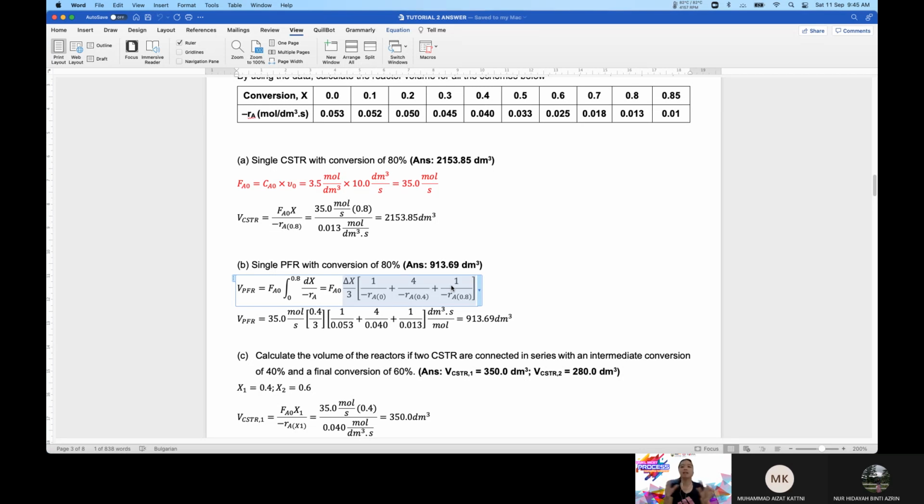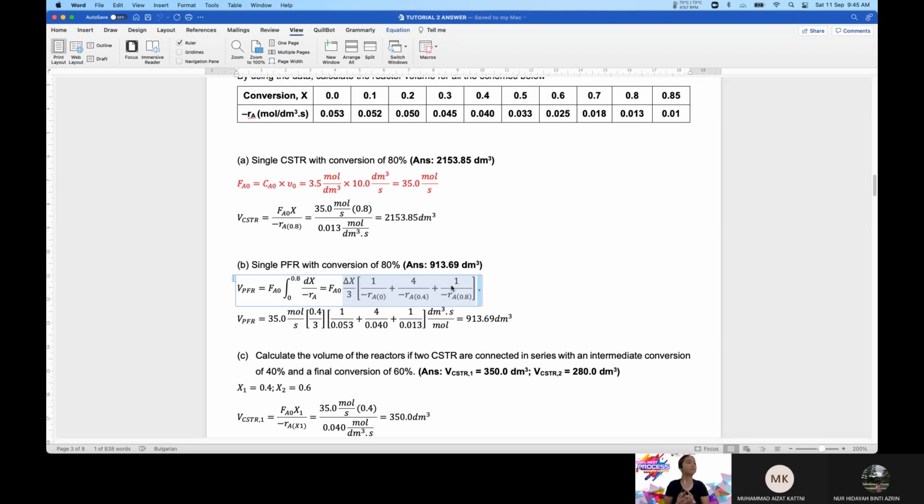That's why you have delta X per 3 in the bracket, the 3 points. 1 per minus RA at my initial X. The last point is 1 per minus RA at my final X, 0.8. In the middle tu 4 per minus RA at my middle conversion. Yang middle conversion tu yang kamu kena determine by yourself.